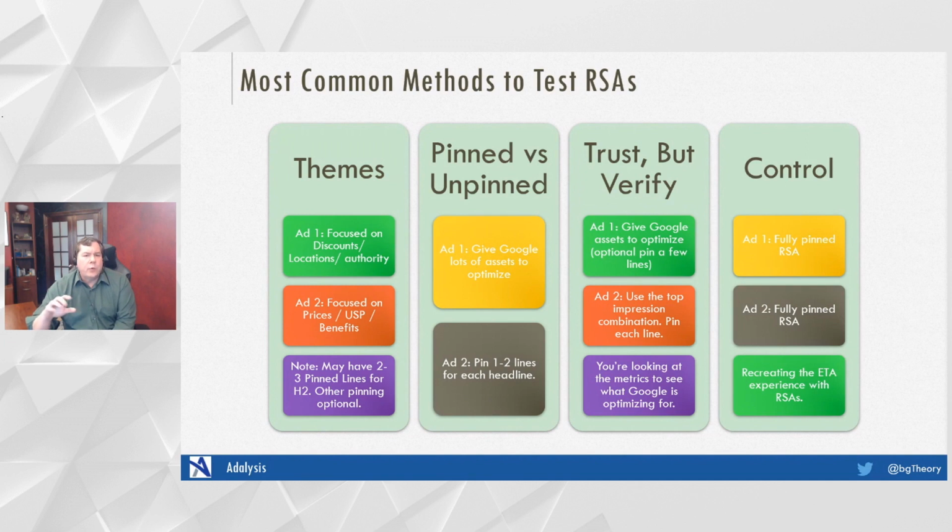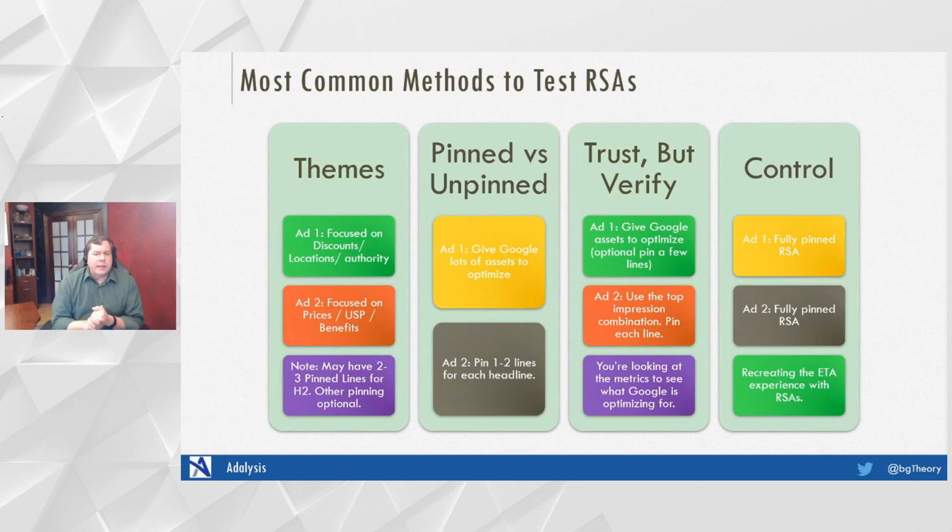So we look at the most common testing methods, right? Theme testing. We've got one ad focused on something, discounts, location, authority. A second ad, right, focused on price, USP, benefits. And so we've got 2 different ideas going on in our ads. And then we're often going to pin 2 to 3 lines to headline 2, but it could be headline 1 as well, or even headline 3, but they don't show very often. And we're looking at how a theme does. You can do this in a single ad group or in a lot of ad groups at once.